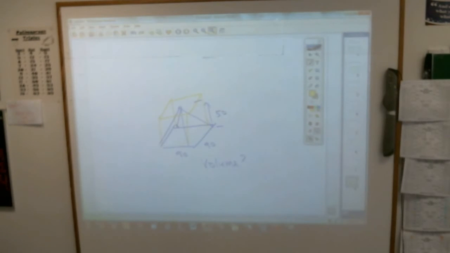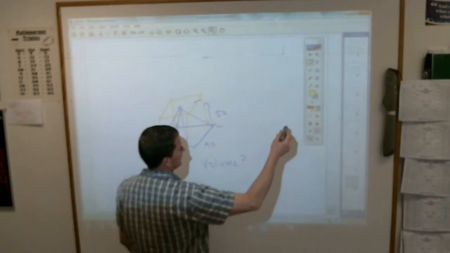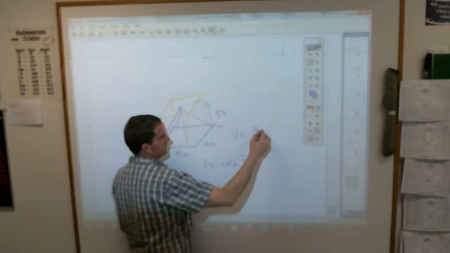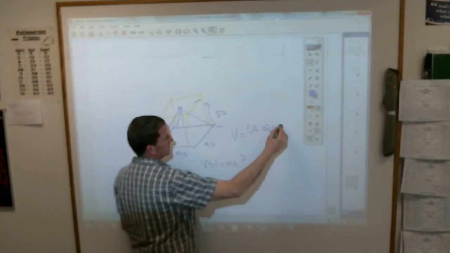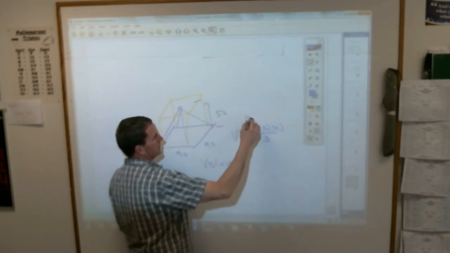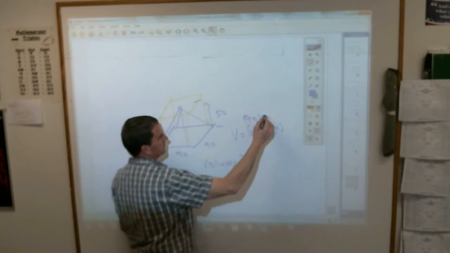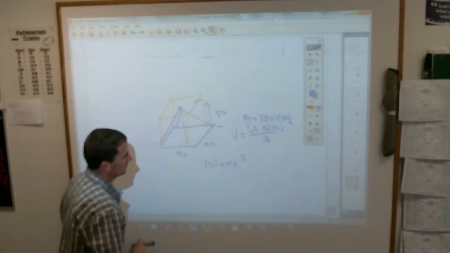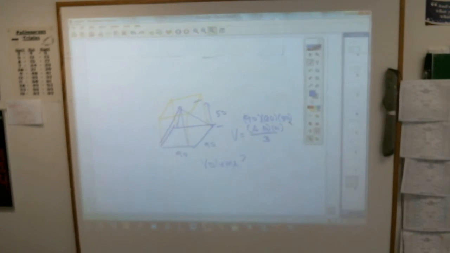Anybody got the volume now? I'm sure the first thing you did was write down the formula. Volume equals area of the base times the height divided by 3. So area of the base times height divided by 3. 90 times 90 times 50 divided by 3. See if you get the same thing the book gets. This is very exciting. That's a lot of numbers there, isn't it? It's a lot of digits.